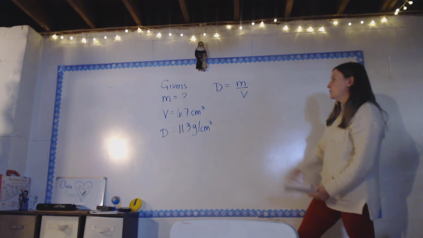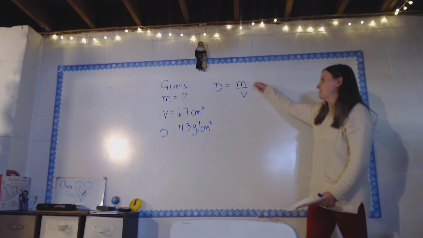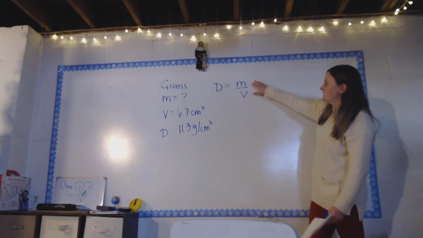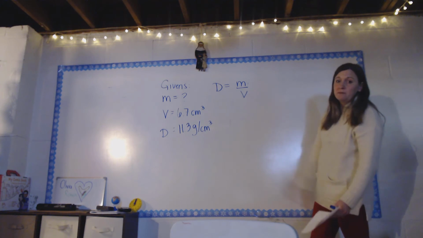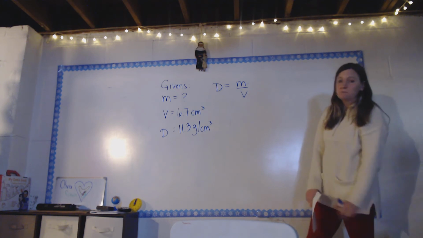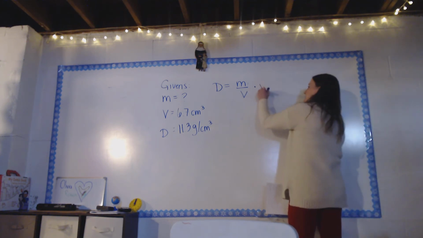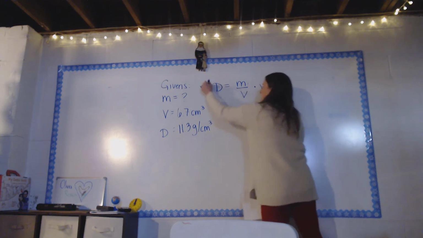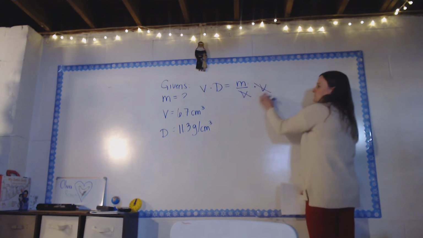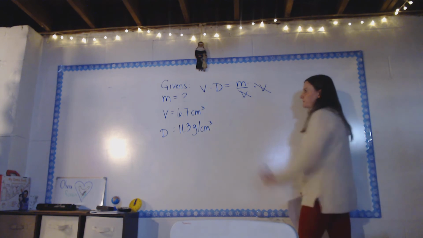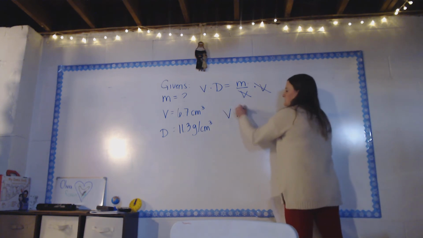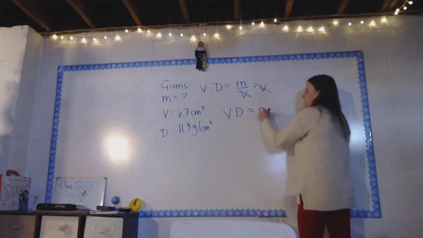Okay, so I know D and I know V. I want to get M by itself. So to get M by itself, I need to lose the V. So I'm going to multiply both sides of this equation by V. I'm going to say times V, times V. And what we see happen on the right side of the equation is the V's will cancel out, right? And so we said V times D, volume times density, is equal to mass.